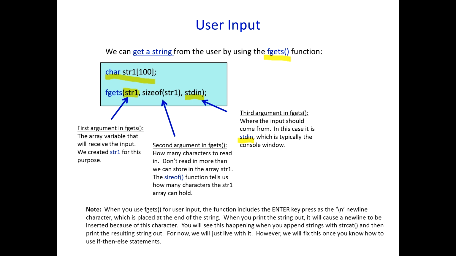Okay, now one thing you should note is when fgets grabs the user input and you hit the enter key, it will insert a newline character in the string. So if you print it out, that \n newline character will cause a line feed to occur. Okay, so just be aware that that's happening. Once we get to if-then-else statements, we will show you how to, in a sense, remove that character. But for now, we'll just leave it in. And if you see things printed on 2 lines, that's the reason.